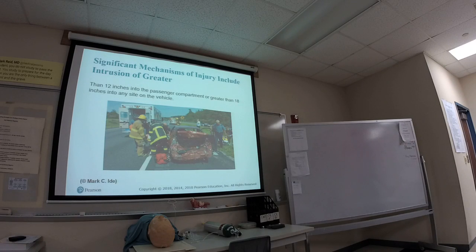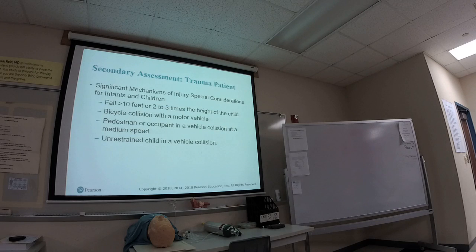There's this picture of intrusion. This is from the rear, but the trunk is now in the back seat. So you would estimate that intrusion. Ten feet for children, two or three times their height. Bicycle collisions with a motor vehicle depend upon how fast the car is going, right?